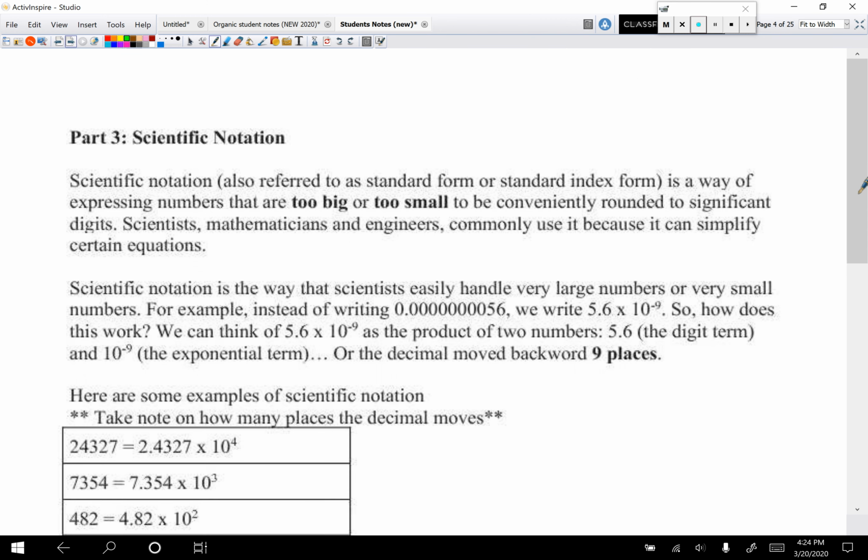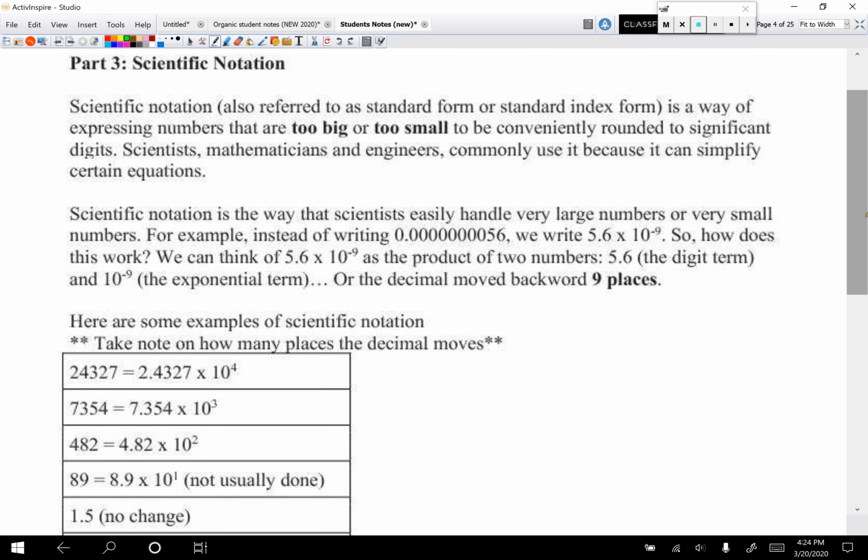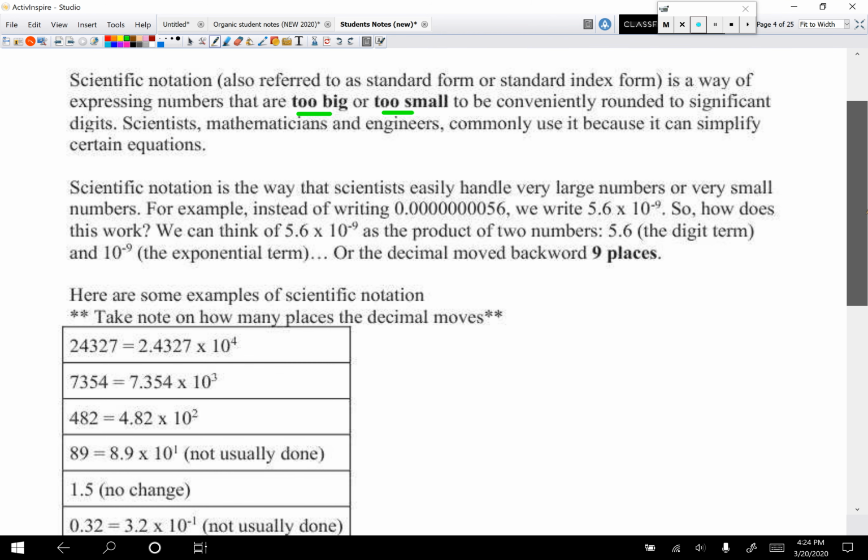All right, now our next little thing, scientific notation. This is something that you guys are going to use if your answer is either too big or too small. Now, this is referred to as standard form or standard index form, a way of expressing numbers that are either too big or too small to be conveniently rounded to the correct number of significant digits. So basically, you're only going to use this if you got a massive number or a really small number and you can't really round it to the correct number of significant digits, okay?